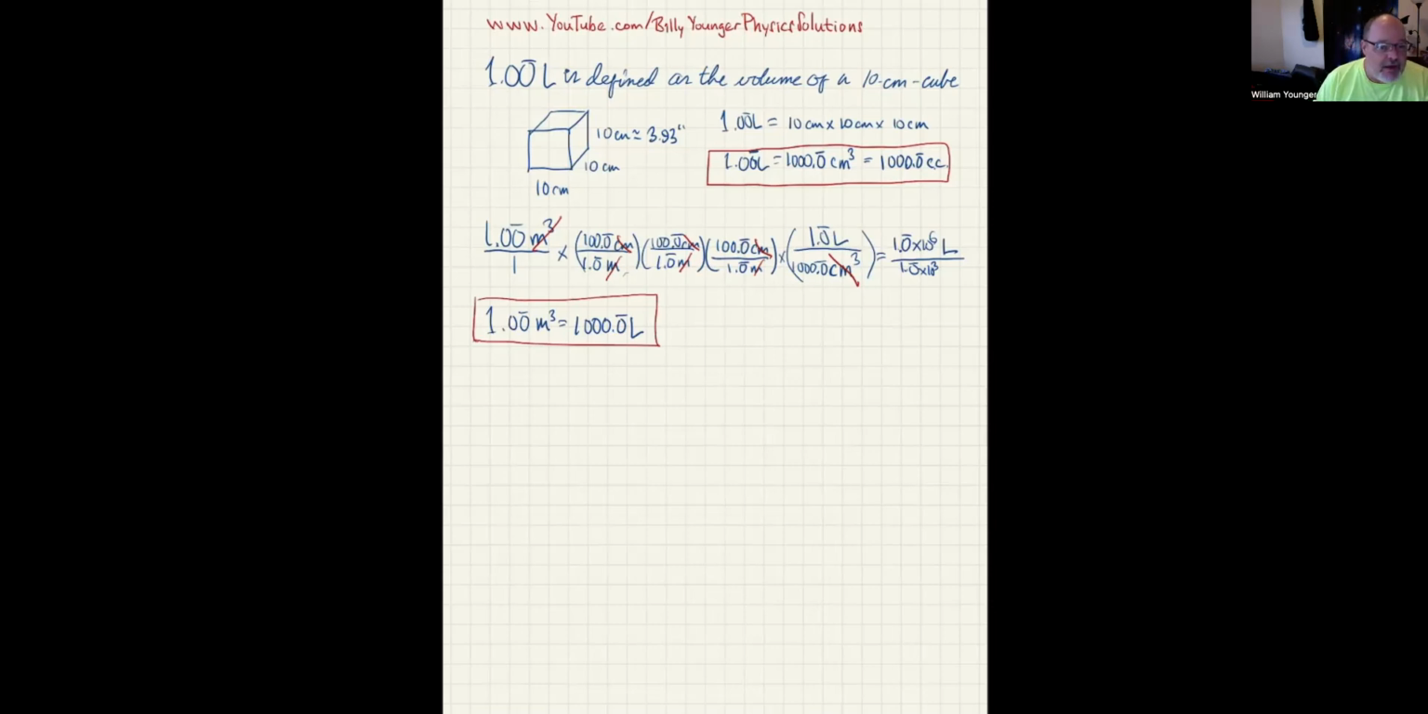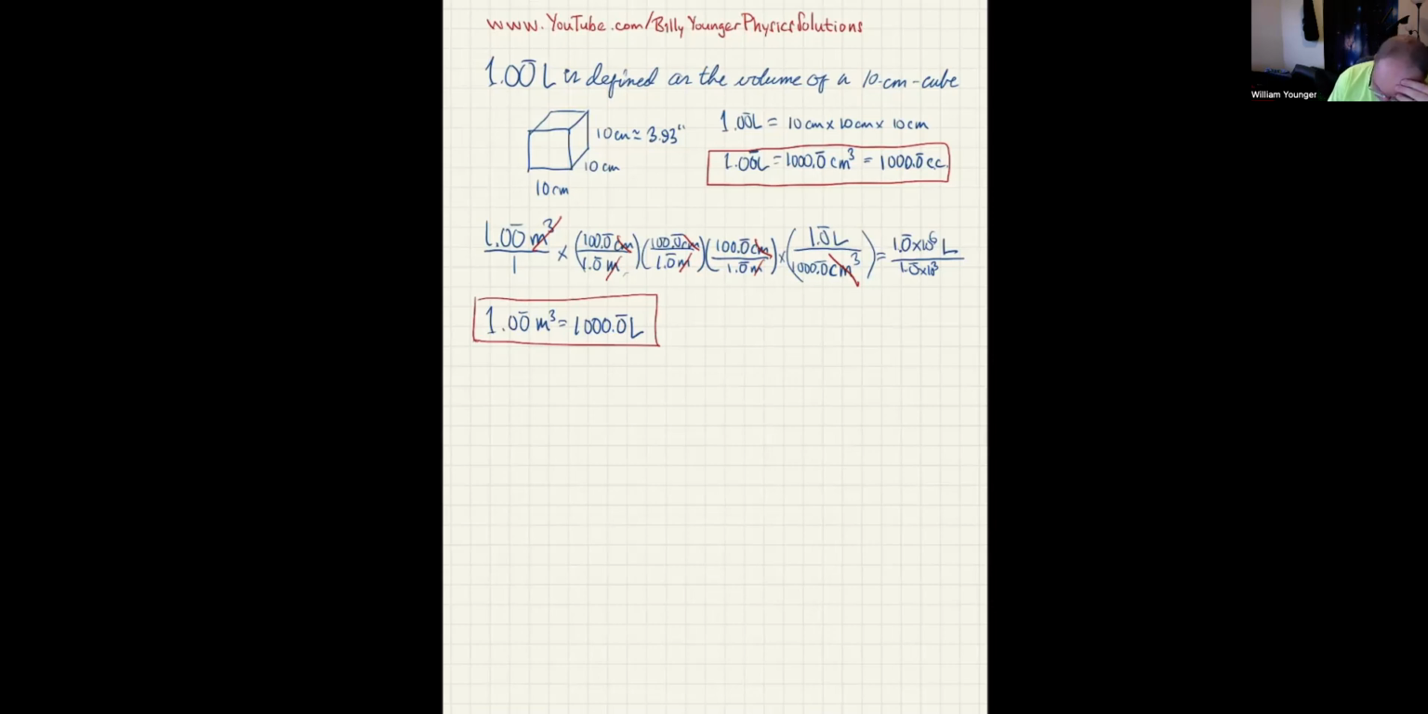So now I've done how many liters are in 1 cubic meter. Next, I want to know how many cubic inches are in 1 liter. I wrote "is" there for some reason instead of "are." I wrote how many cubic inches is in 1 liter. That really should be how many cubic inches are in 1 liter. So let's do that. How many cubic inches?